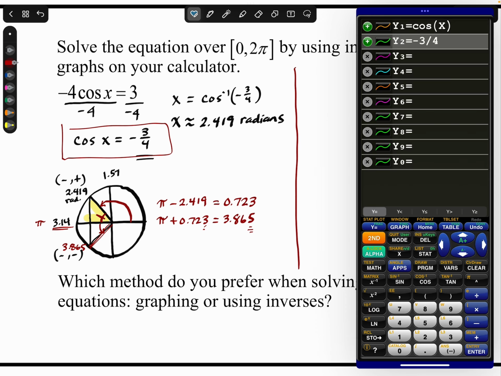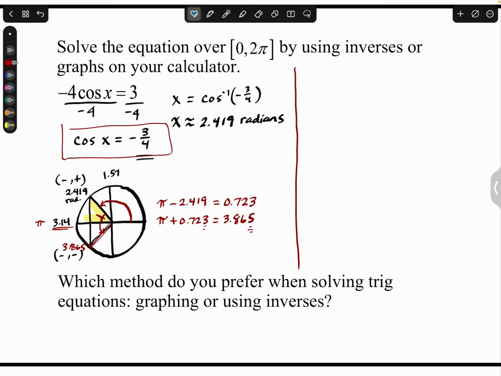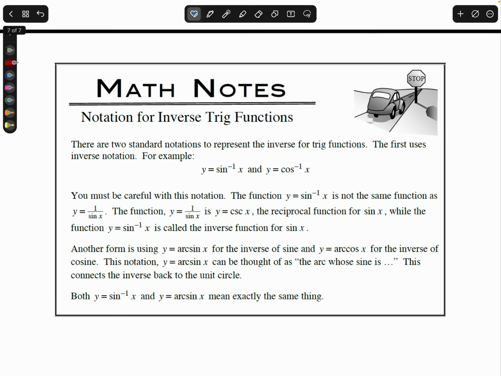Okay, so the question now: which do you prefer when solving trig equations? Do you prefer graphing or do you prefer inverses? Some of you might like this better. Some of you might like pulling it out and using the calculator. That's up to you. All right, last little tidbit here.